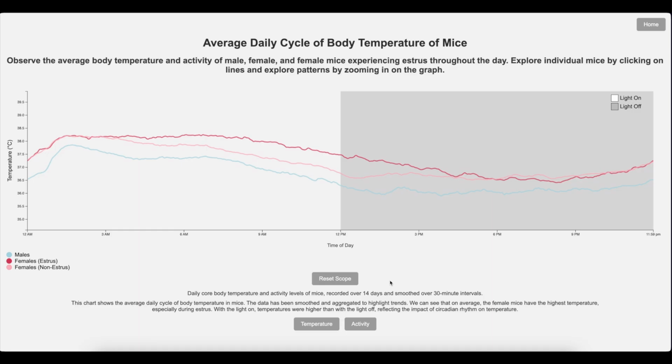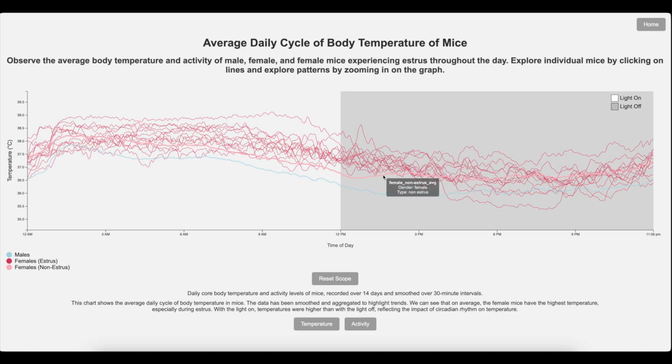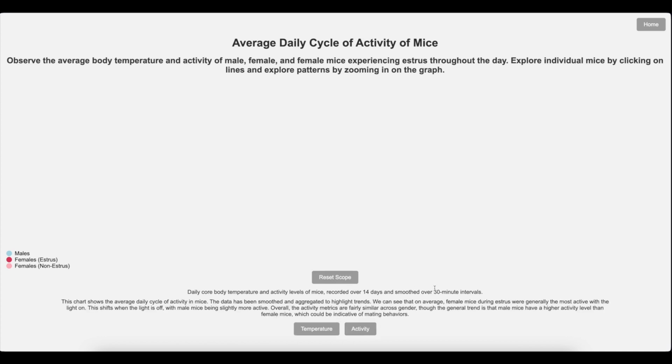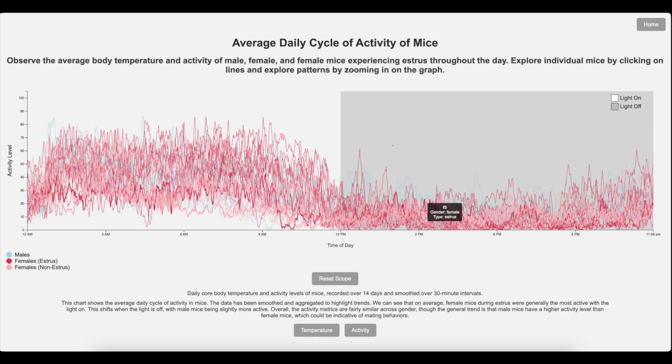This graph displays the average body temp or activity throughout the daily cycle of male and female mice. Each line can be selected to show all daily cycles for a gender. This facilitates comparison between male versus non-estrus female versus estrus female. As we can see, the graph also allows for panning to examine parts of the day where differences may vary. We can also toggle between temperature and activity.